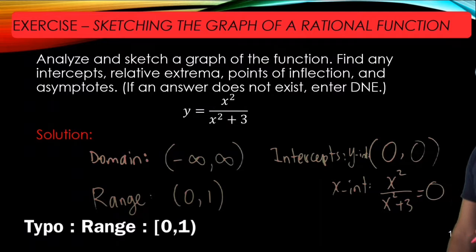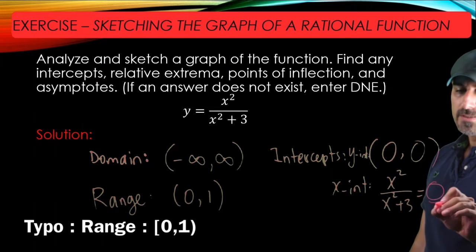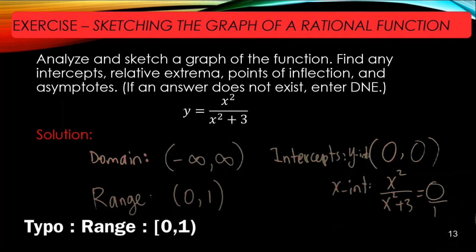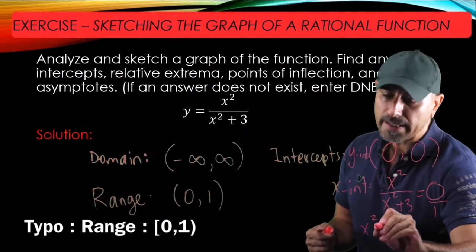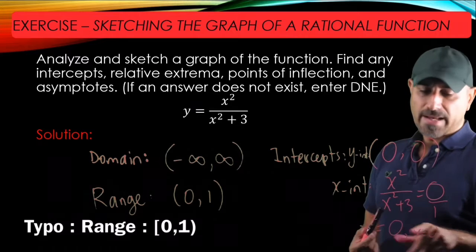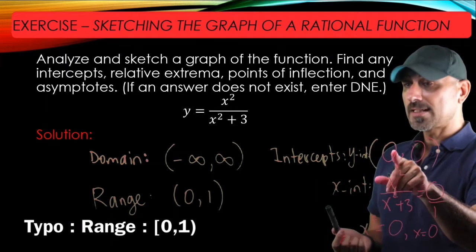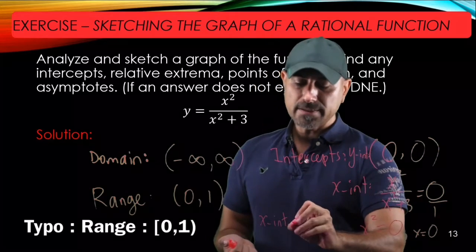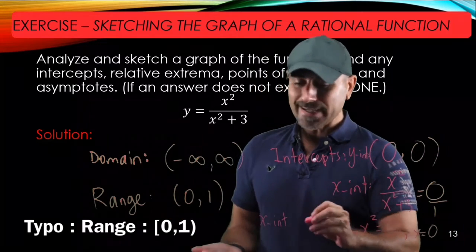Now for the x-intercept, solve for it. Well, this is a rational expression, so let's make the right-hand side a rational expression by putting a hypothetical 1. So 0 divided by 1, and do the cross product. Essentially, you get x squared equals 0. That implies x equals 0. And when x equals 0, we know from the previous step that y equals 0. So in other words, the x-intercept and y-intercept coincide.